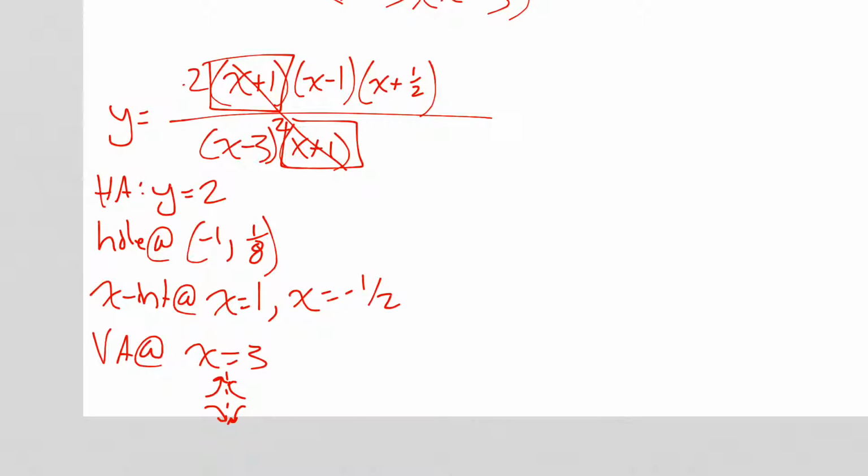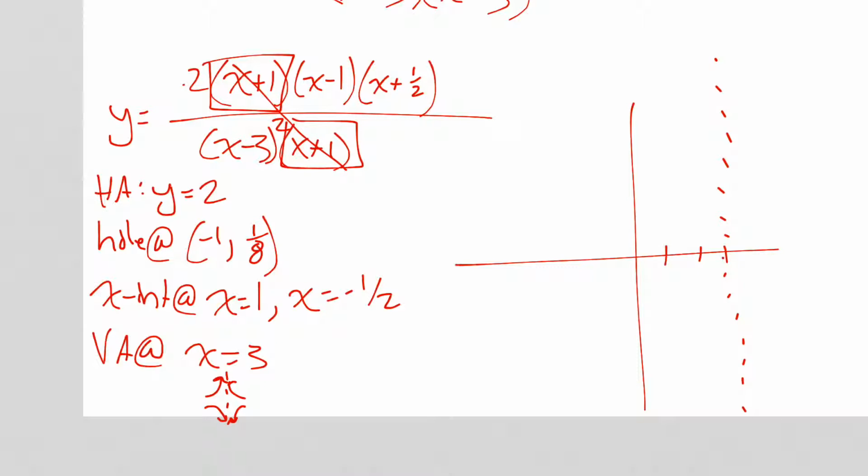Let's graph it. Well, what do I know? I know vertical asymptote will happen when x is positive 3. So 1, 2, 3. Horizontal asymptote at y equals 2. Zeros when x is 1, and when x is negative 1 half.